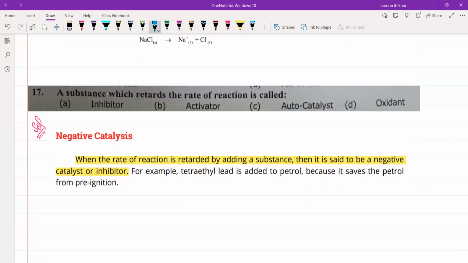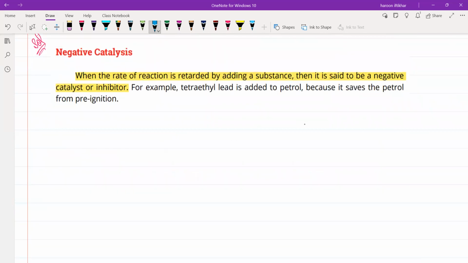Question 17 is about the catalyst: the substance which retards the rate of reaction is called. So it is given over here. Anything that can retard the reaction is known as an inhibitor or negative catalyst. It can affect the activity or decrease the rate of the chemical reaction. Okay, so that's it for the 17 MCQs.